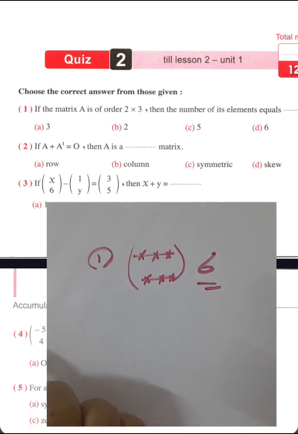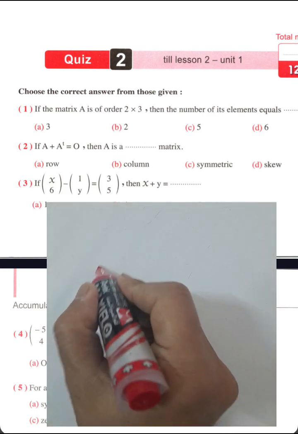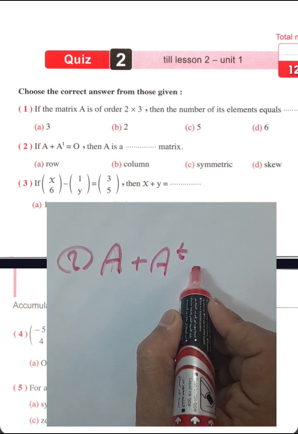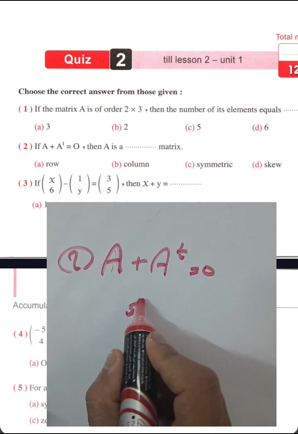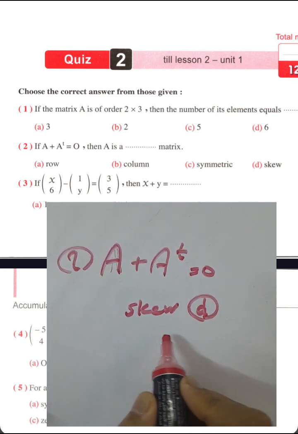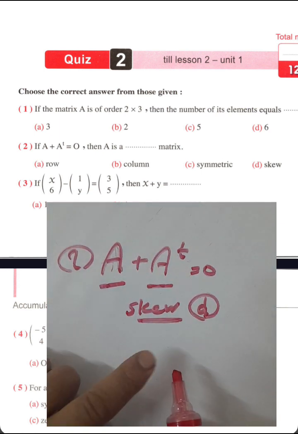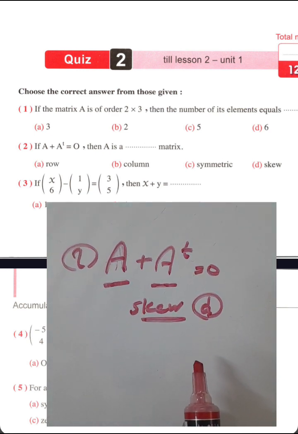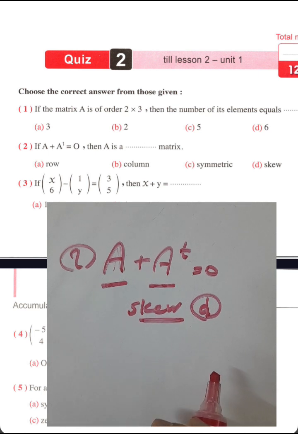Question number 2. If matrix A plus the transpose of matrix A equals 0, then matrix A we call a skew matrix. Choose letter D. Letter D, it's the rule, okay? If matrix A plus its transpose equals 0, we call it a skew matrix. Understood? Not symmetrical. Symmetrical is if A equals A transpose, they are equal, but A plus A transpose equals 0 means a skew matrix.